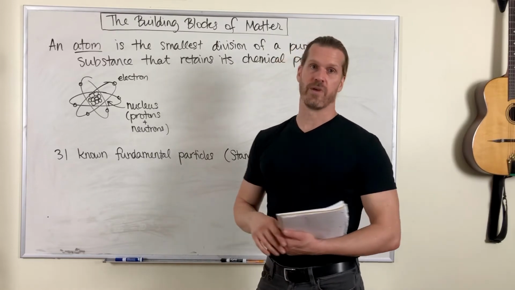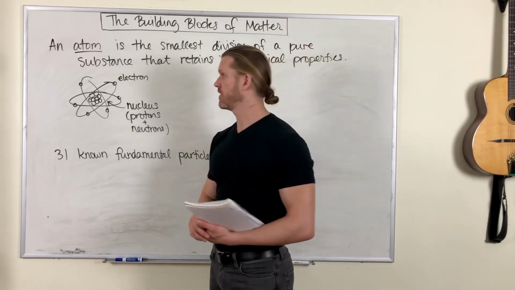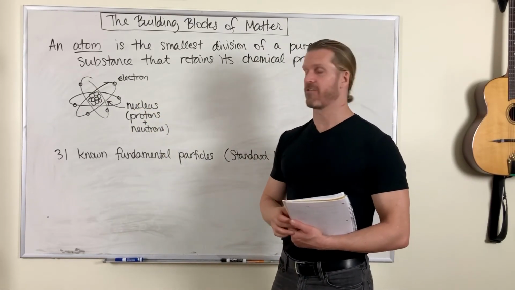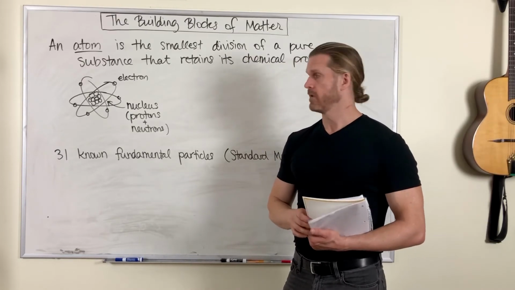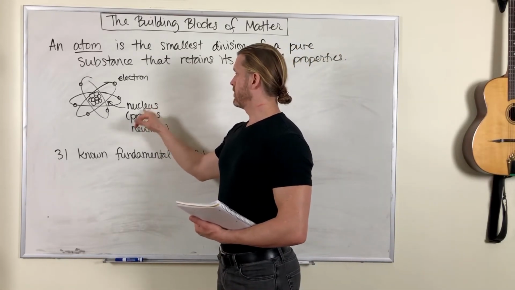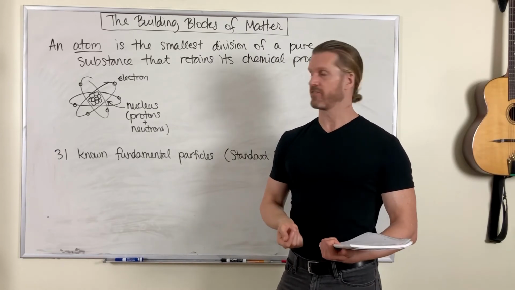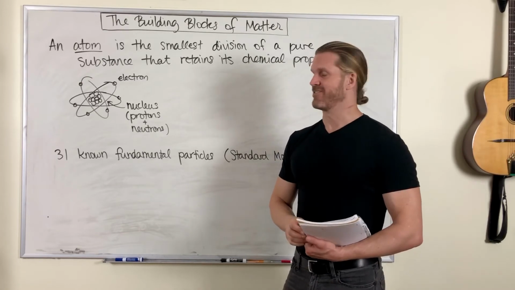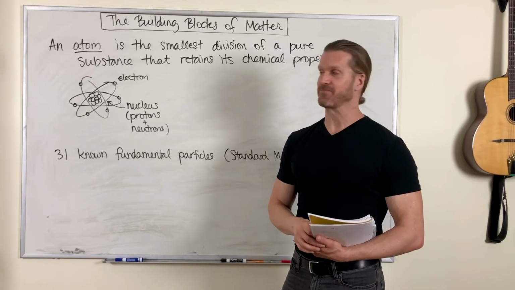The nucleus is where you have two types of particles, protons and neutrons. Electrons carry a negative electric charge, protons carry a positive electric charge, neutrons carry no electric charge. Now, protons and neutrons are built out of smaller objects. Those smaller objects are called quarks. A lot of these names in physics are kind of silly or whimsical.